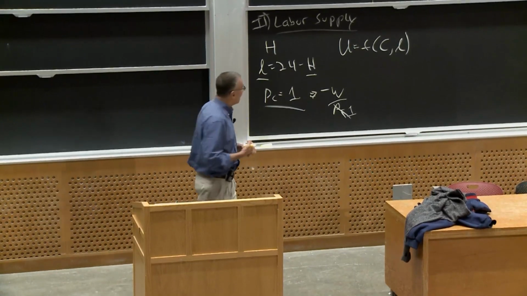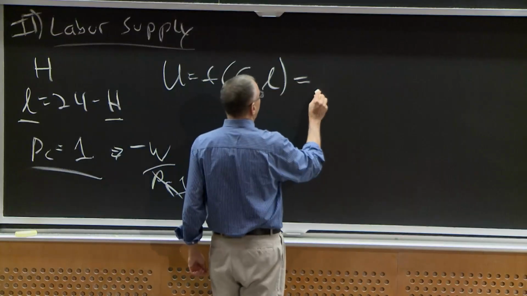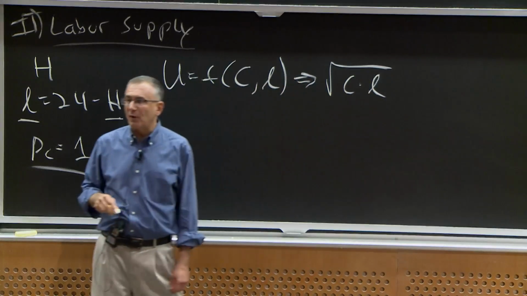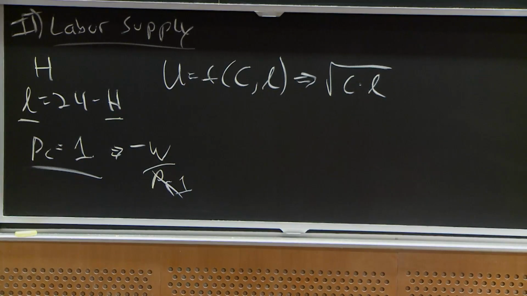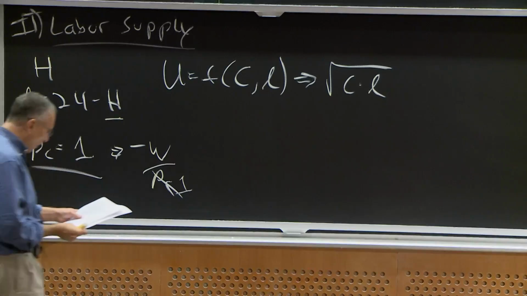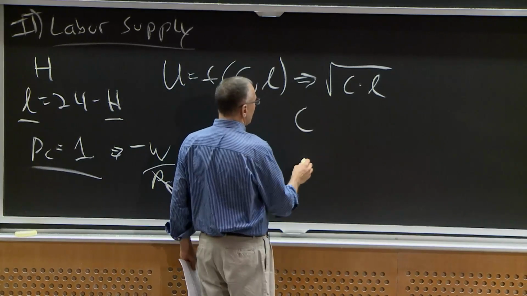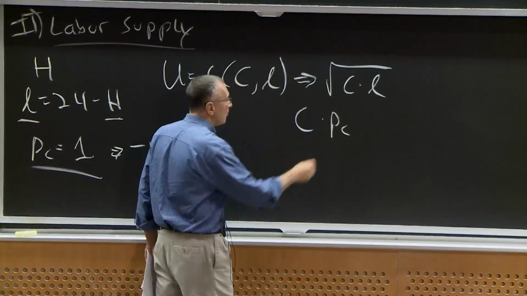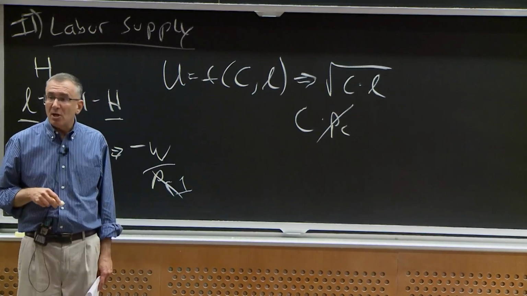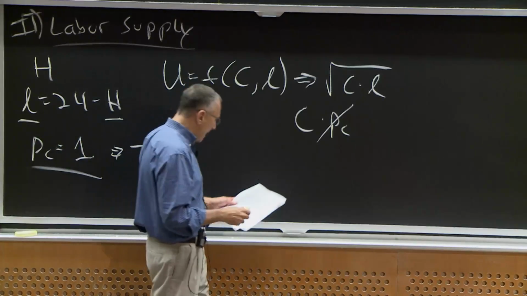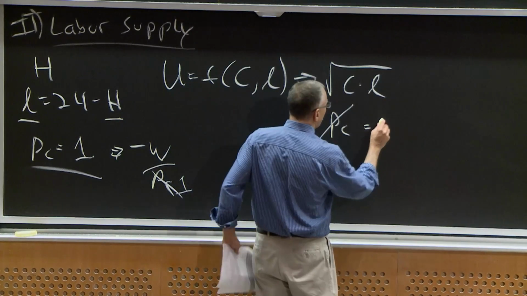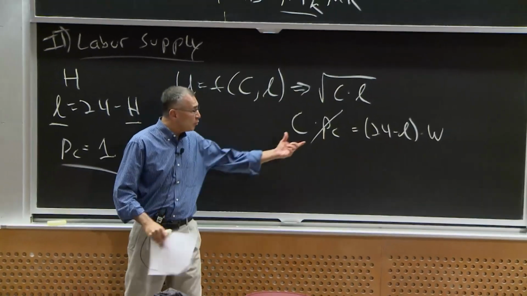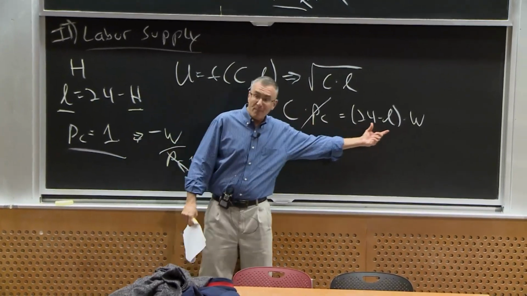Okay, so for example, suppose we write this in our favorite form, square root of C times L. Let's say that's your utility function. What's your budget constraint? Well, your budget constraint is that your consumption, the total amount you spend on consumption, this is really consumption times price of consumption, but we set that to 1. Your consumption times the price of consumption, that's what you want to spend, equals 24 minus L times your wage. This is what you're spending. This is what you're making.